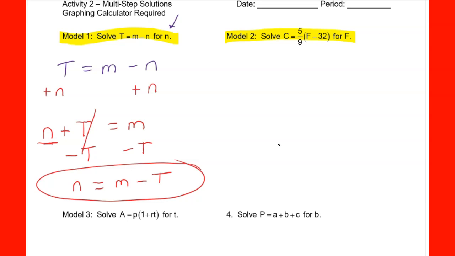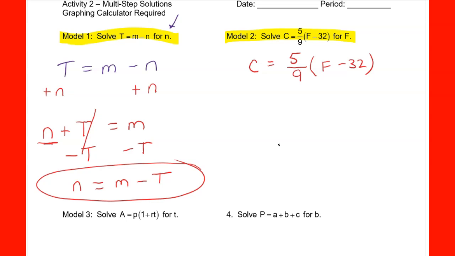The last example we'll take a look at, we've got c equals 5/9 times the quantity f minus 32. They want us to get f by itself. A little bit more challenging looking of a problem, but it won't be too bad. The very first thing we've got to do is realize what's happening to the letter f. f is being subtracted by 32, and then it's being multiplied by 5/9.